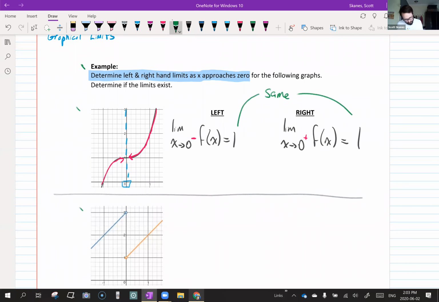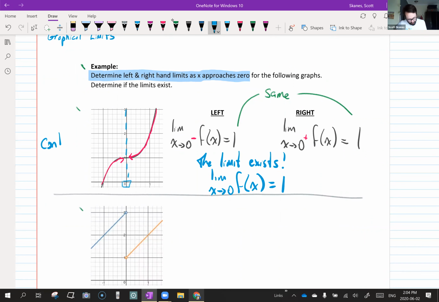And if they're the same, we can say the limit exists. So we'll say the limit as x approaches 0, no need to write down plus and minus, just the limit, the general limit, equals 1. Okay? That's because we can also note this is a continuous function. So, questions?